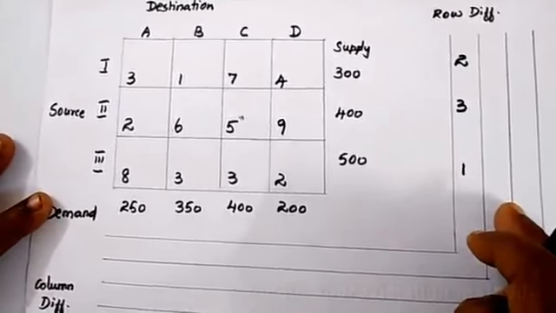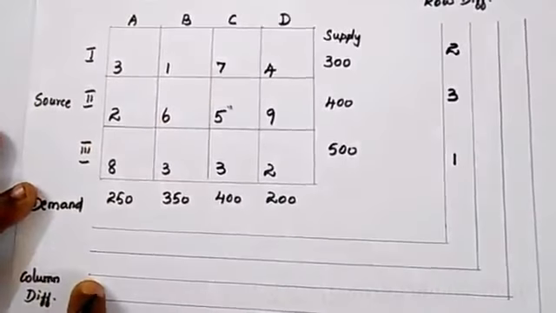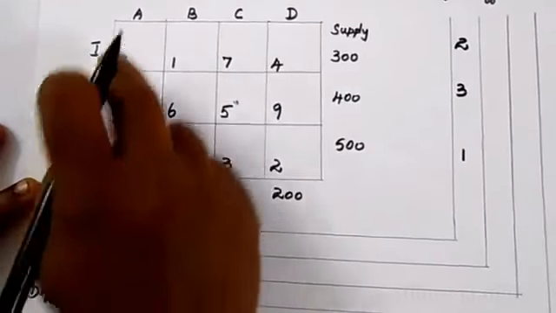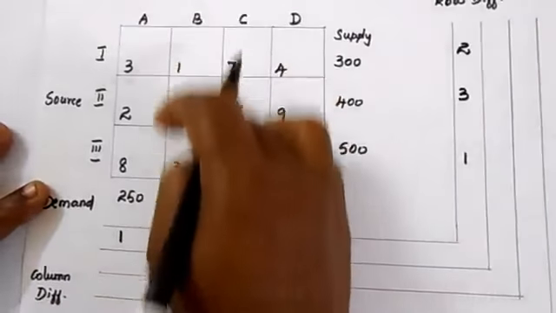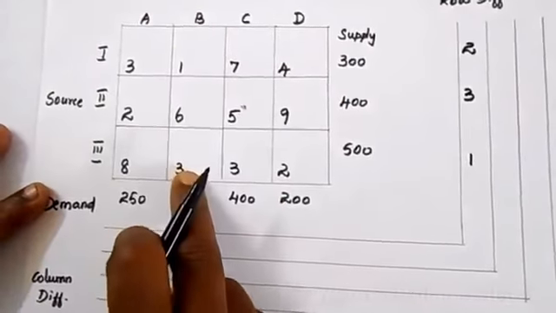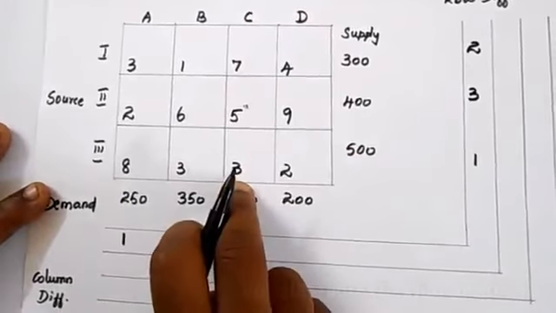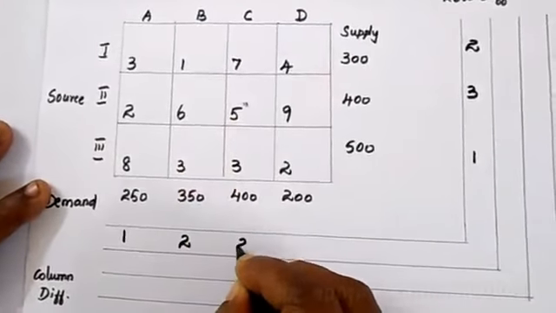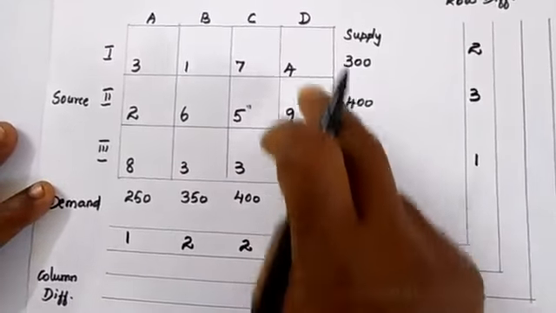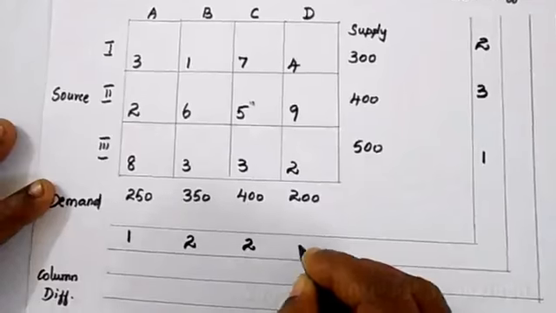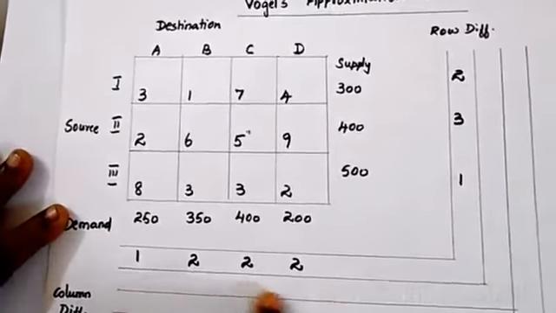In the same way, you need to identify column difference. In the first column, which is the least value? 2. Next, 3. What is the difference? 1. In the second column, 1, 3. Difference? 2. In the third column, 3, 5. Difference? 2. In the fourth column, 2 least value. Next, 4. What is the difference? 2. Now we have got row difference and column difference.